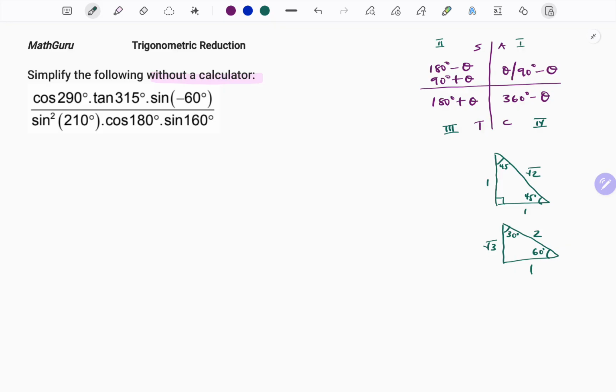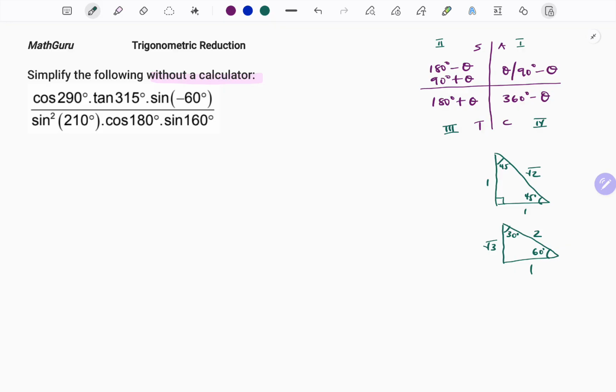multiplying tan of 315 degrees multiplying sine of negative angle 60 degrees, all divided by, for our denominator, we have sine squared 210 degrees, cos 180 degrees multiplying sine 160 degrees.